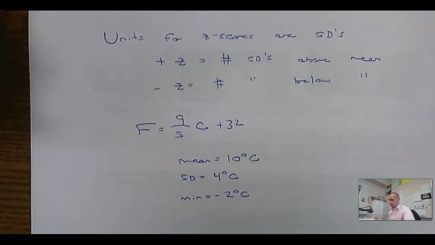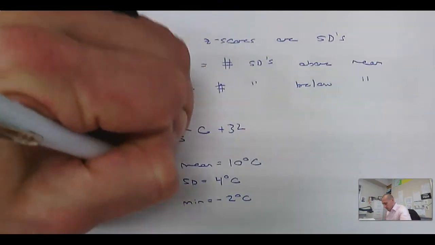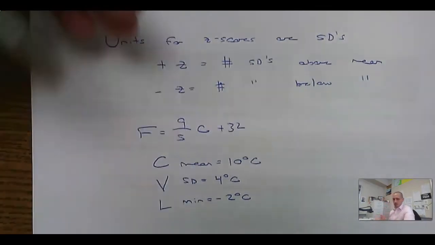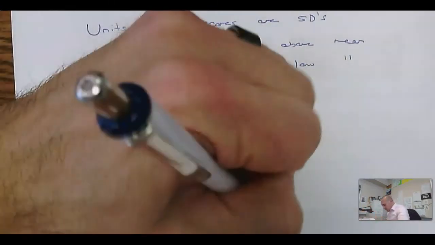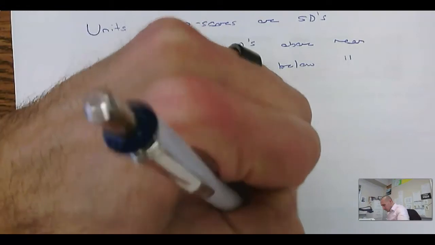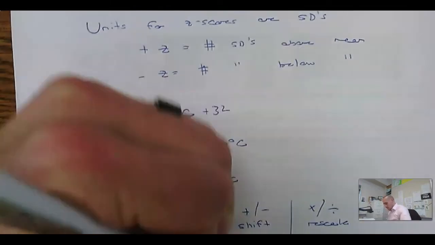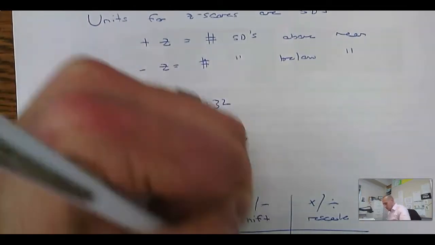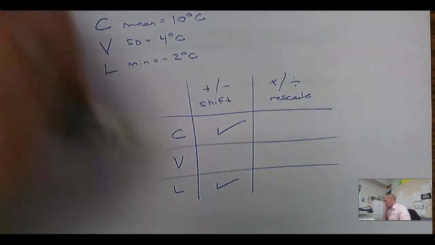So what I need to know is whether this is a measure of center, variability, or location. Mean is a measure of center. Standard deviation is a measure of variability. Minimum is just a measure of location. So I'm going to make a little chart here. We have shifting and rescaling, and we have center, variability, location. Adding and subtracting affects center, and it affects location. It does not affect variability.